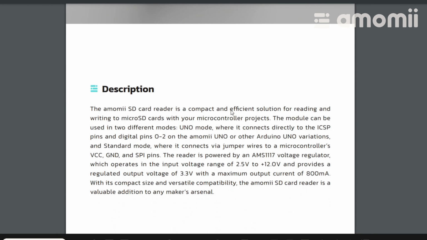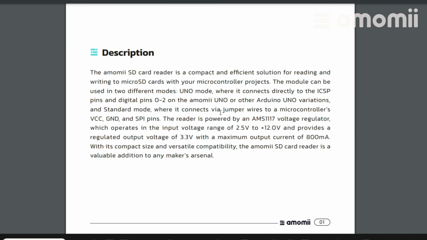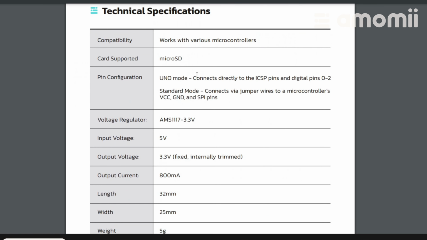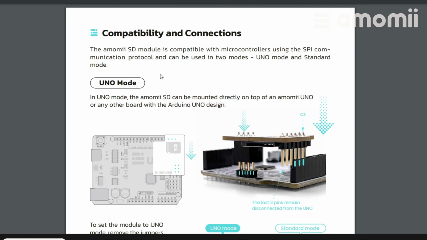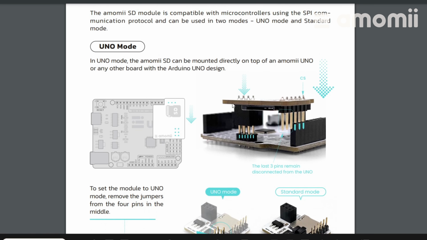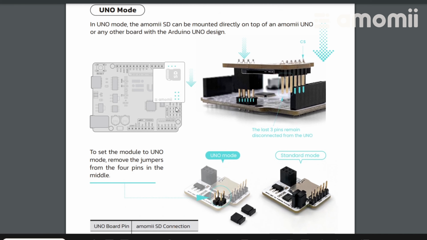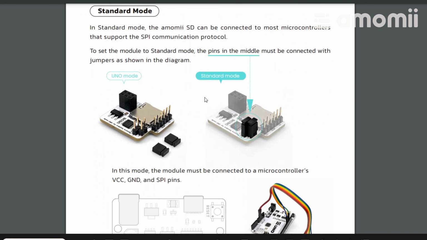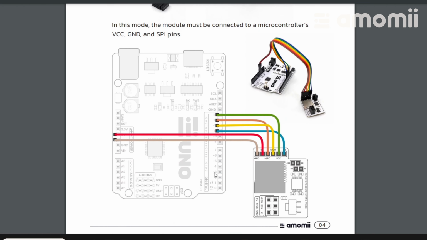The data sheet starts off with a nice description of the product and then moves on to the technical specifications. We have information about compatibility and connections. Now basically there are two modes. You can use the Amomii SD with an Arduino Uno configured board, and it just plugs directly on with no need for wires. We call this Uno mode, and on the next page it talks about standard mode. So you can actually use the Amomii SD as a regular SD card reader for pretty much any 5-volt microcontroller and just wire it up as shown here.